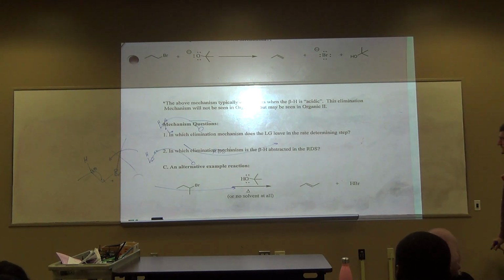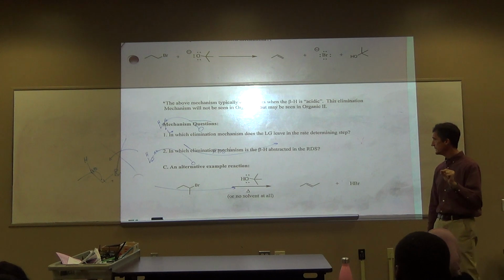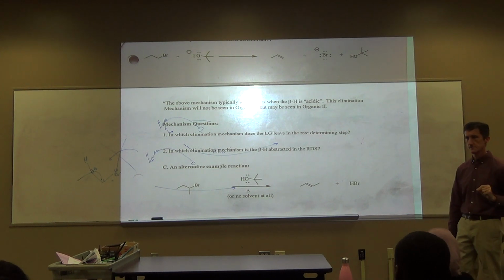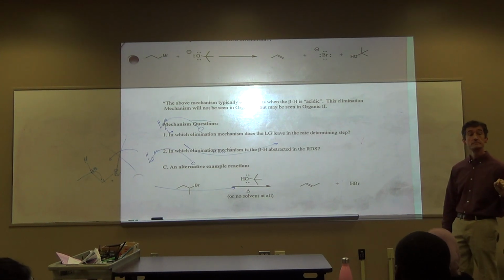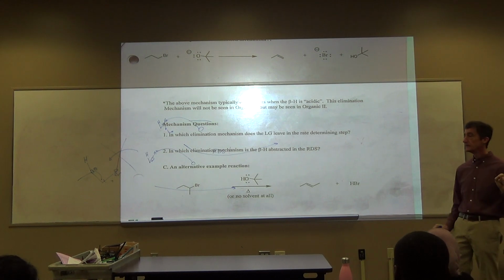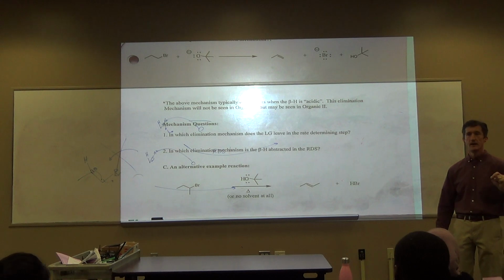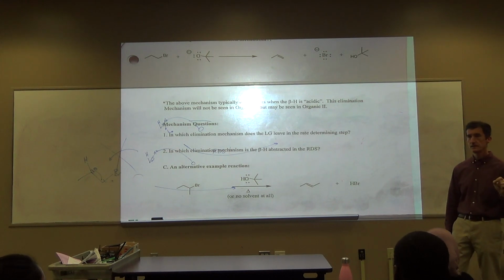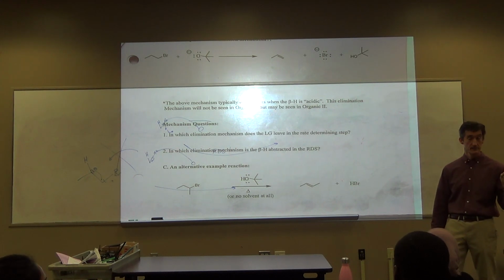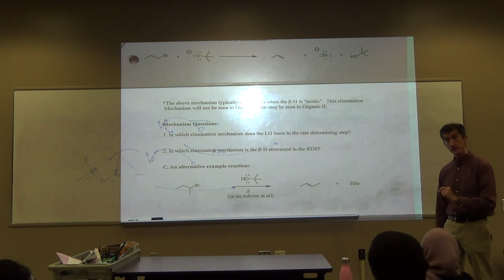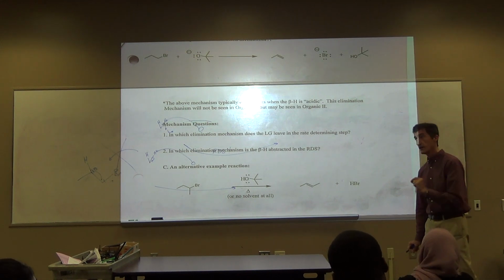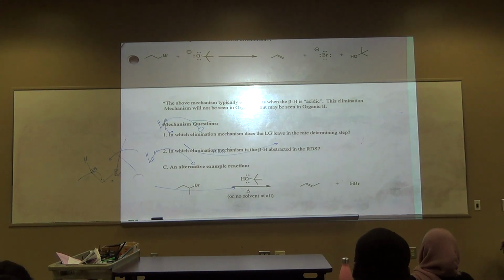And in which elimination mechanism is the beta hydrogen abstracted in the rate determining step? Both. Abstracted? No, not both in this case. In which mechanism is the beta hydrogen removed in the rate determining step? Only E2. In E1, it's removed in the fast step, right? Okay, these are the types of questions you need to know.